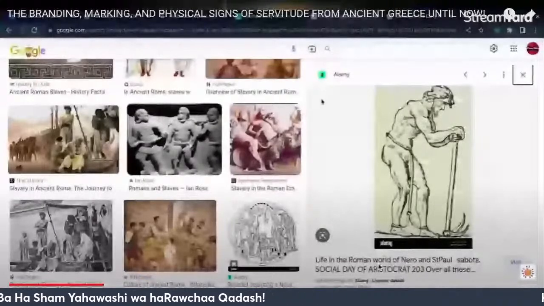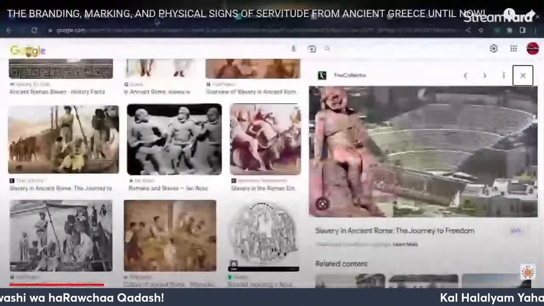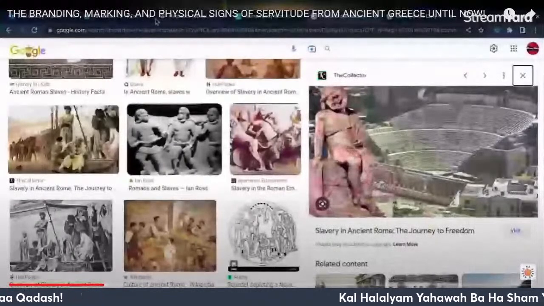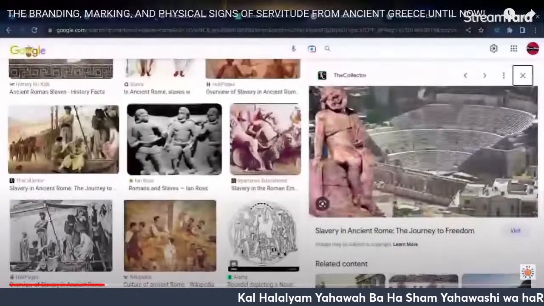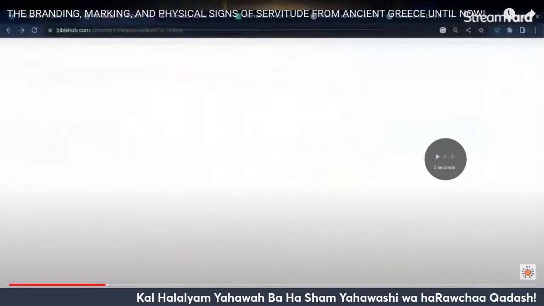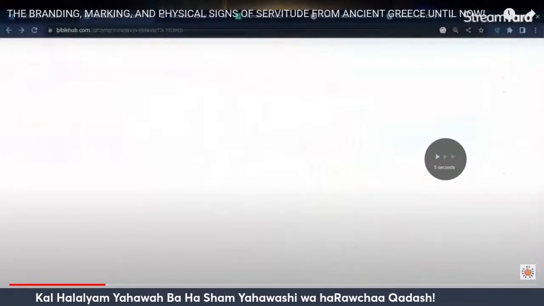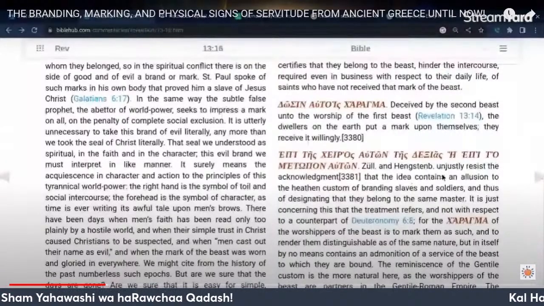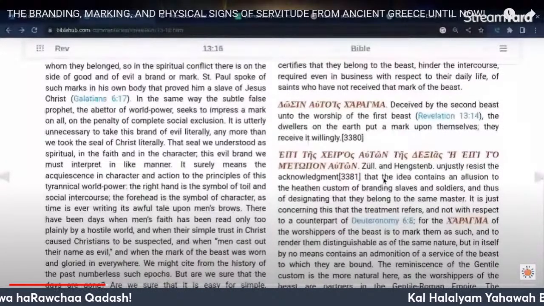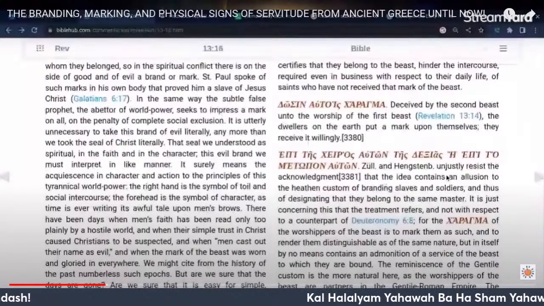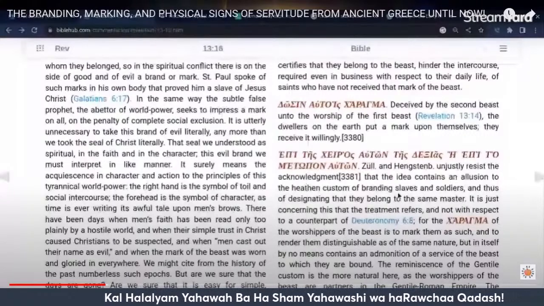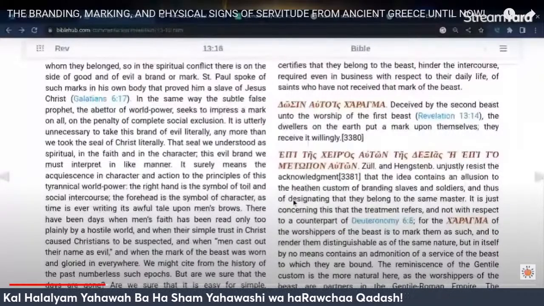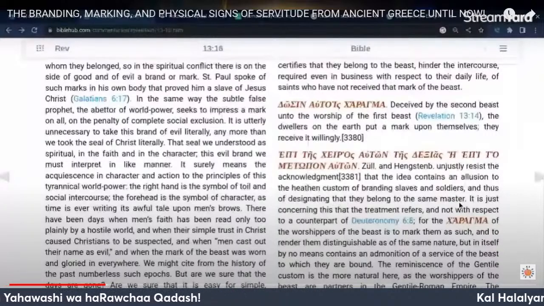This is slavery in ancient Rome, journey to freedom. So all of these slaves have certain things in common. They're branded. All right. It says here, the idea, hold on, unjustly resist the acknowledgement. This says that the idea contains an allusion to the heathen custom of branding slaves and soldiers, and thus of designating that they have the same master. They belong to the same master.